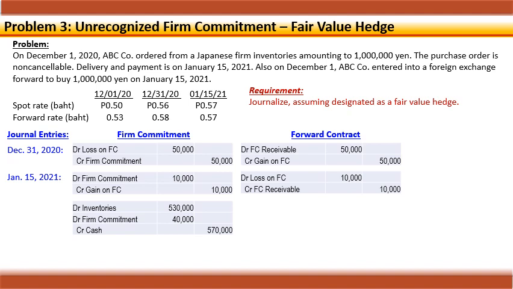Okay? And then, nagbayad ka ng cash na 570,000. At the same time, makaka-receive ka ng cash na 40,000 dun sa forward contract mo. Which is, iba kasi, kaya hiniwalay ko siya ng entry. Kasi iba ang katransact mo sa forward contract. Usually, it's with a financial institution. Sa firm commitment, yan yung vendor, yung seller, yung supplier mo, na Japanese firm in this example.